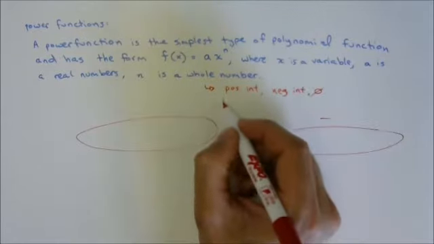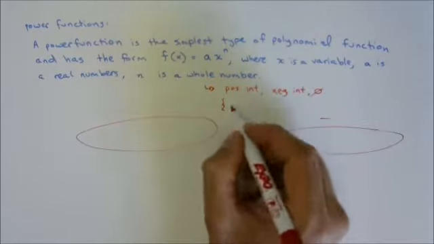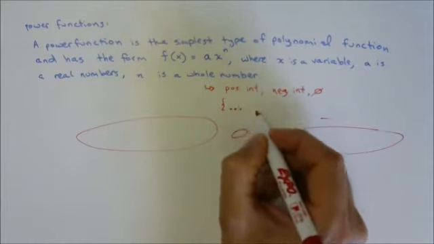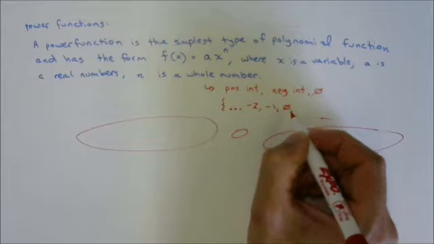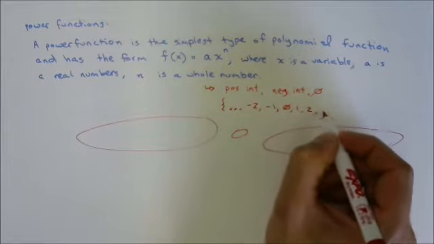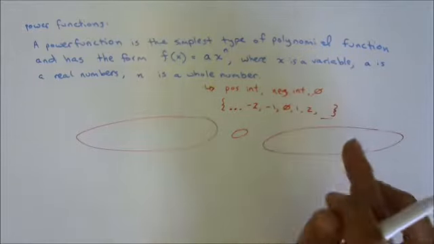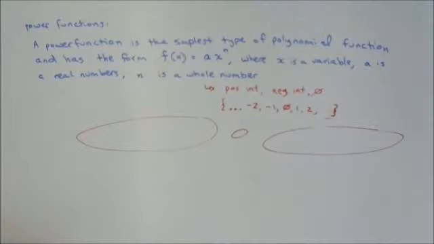How do we write that as a group? Dot, dot, dot, -2, -1, 0, 1, 2, dot, dot, dot. Close out that bracket. Okay?